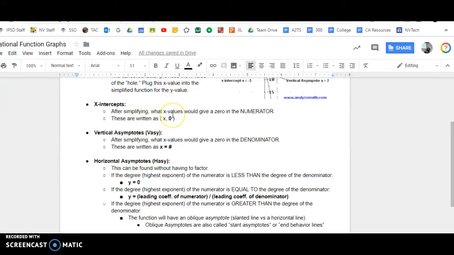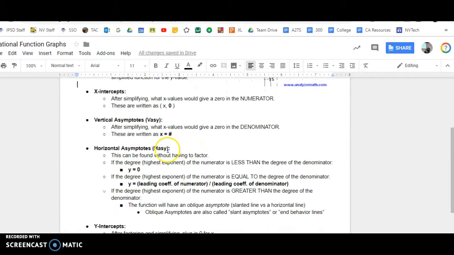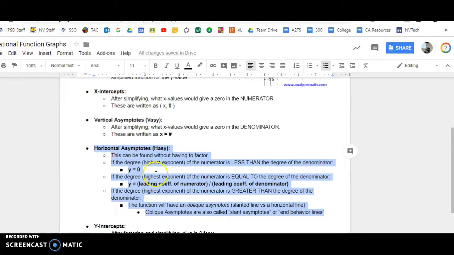Essentially, x-intercepts appear anytime we have a 0 in the numerator. Vertical asymptotes appear anytime we have a 0 in the denominator. Horizontal asymptotes are kind of their own interesting beast here. In this class, we're really only going to be covering the top two scenarios. If the exponent of the numerator is less than the exponent of the denominator, your horizontal asymptote is automatically y equals 0. If the exponent of the numerator is equal to the exponent of the denominator, then you're going to take the ratio of the leading coefficients, and we're going to see what that means here in just a second.